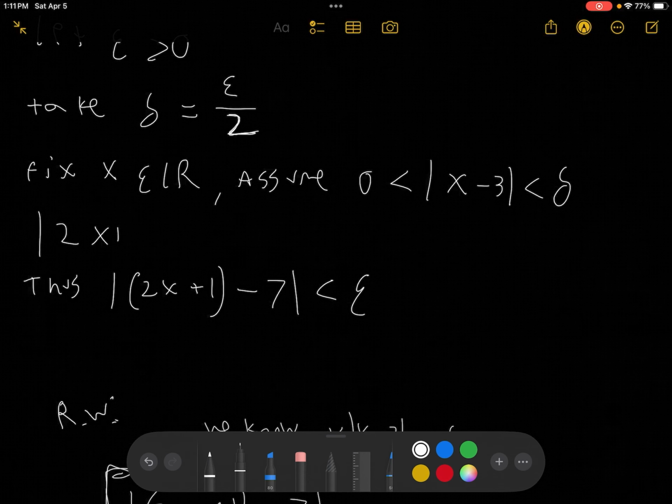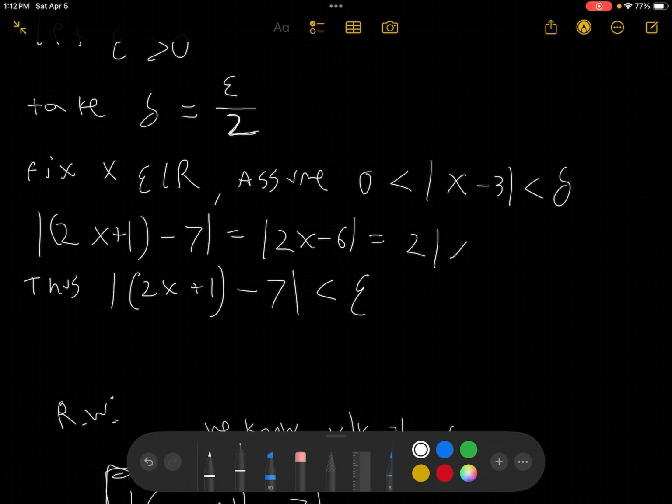Now we know that the absolute value of 2x plus 1 minus 7 equals the absolute value of 2x minus 6, which is the same as 2 times the absolute value of x minus 3, which we know is less than 2 times delta, which equals epsilon via our choice of delta.